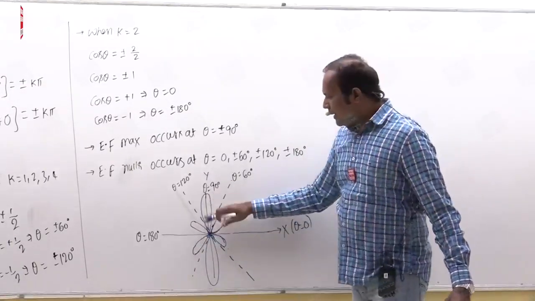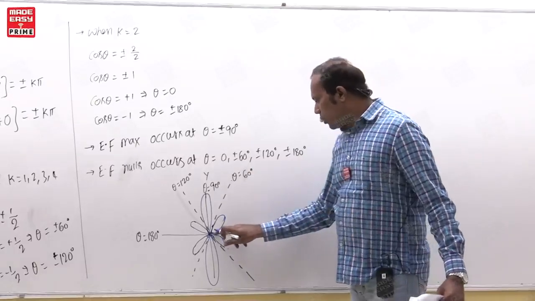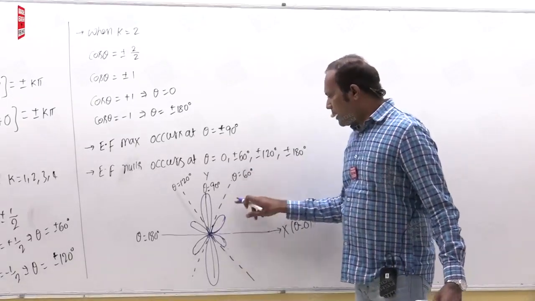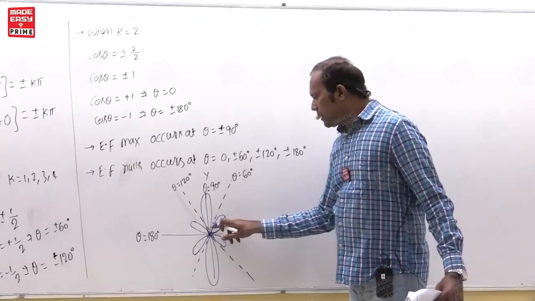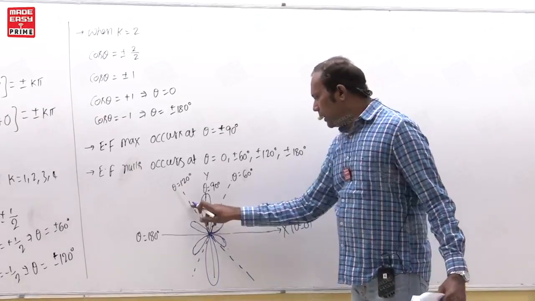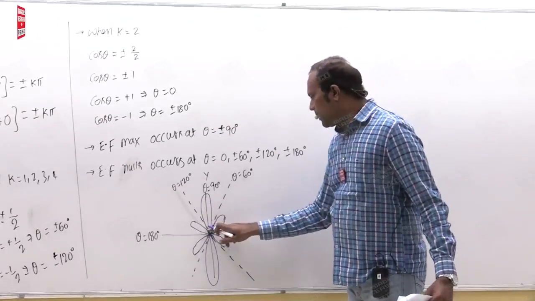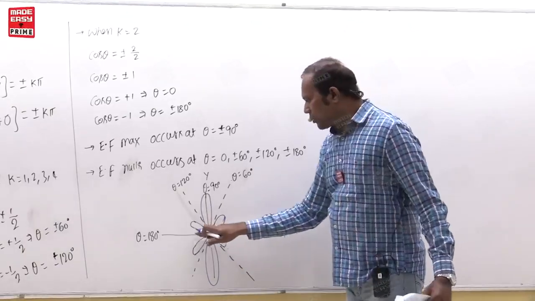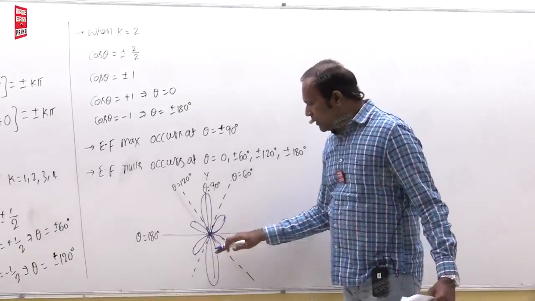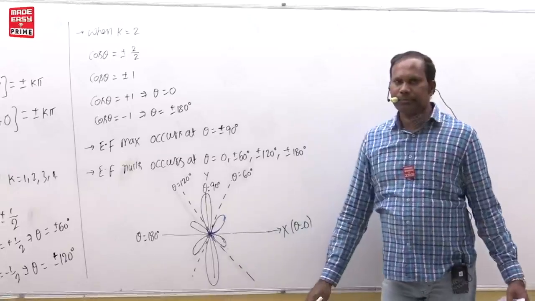You see only the top side. At theta 0, a null should come. At theta is equal to 60, a null should come. Null means 0. At theta is equal to 120, a null should come. That means it is coming here. At theta is equal to 180, a null should come. Then this side no need to see, that is a symmetric pattern.